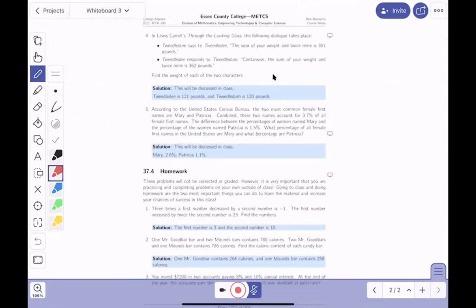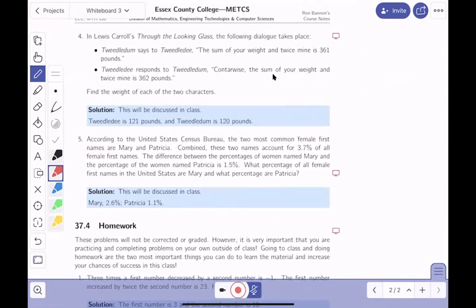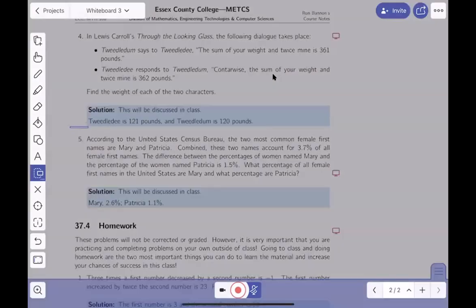And number 4, part of the problem with this is just simply reading through it. It seems like a longer problem to me. And let me just put a box in this and I'll pull it on the side.